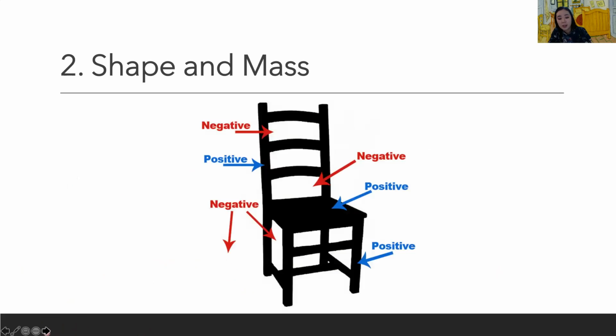And in art, we can divide an image into positive shapes and negative shapes to make contrast. The positive shapes are the shape of the actual object. So in this image, the chair is the positive shape. And the negative shapes are the shapes in between the object. It can be called the background. So that's negative shape.